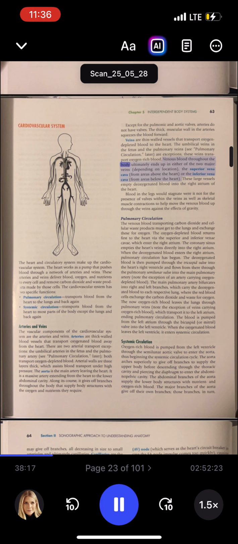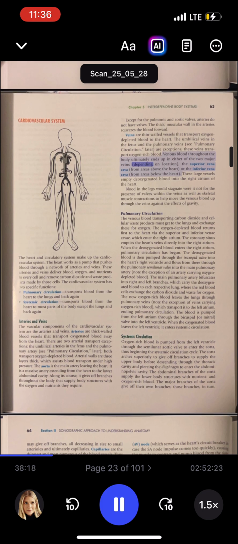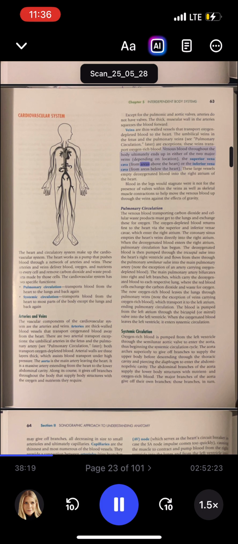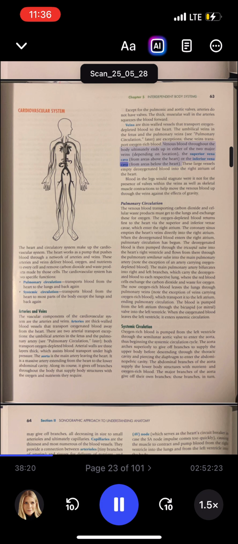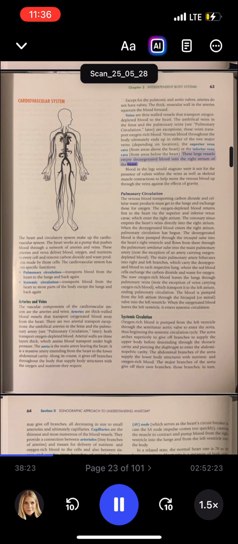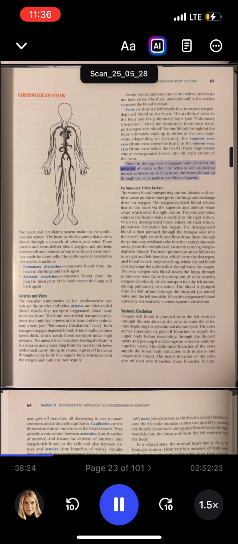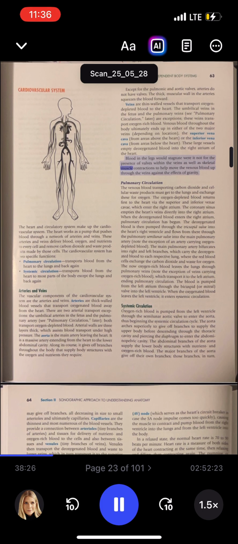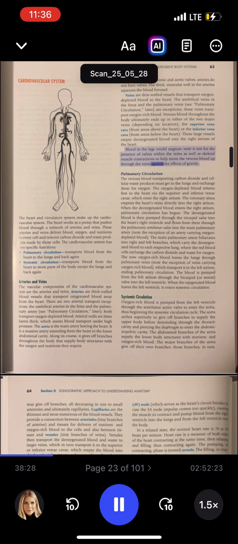Venous blood throughout the body ultimately ends up in either of the two major veins depending on location: the superior vena cava from areas above the heart, or the inferior vena cava from areas below the heart. These large vessels empty deoxygenated blood into the right atrium of the heart. Blood in the legs would stagnate were it not for the presence of valves within the veins, as well as skeletal muscle contractions to help move the venous blood up through the veins against the effects of gravity.